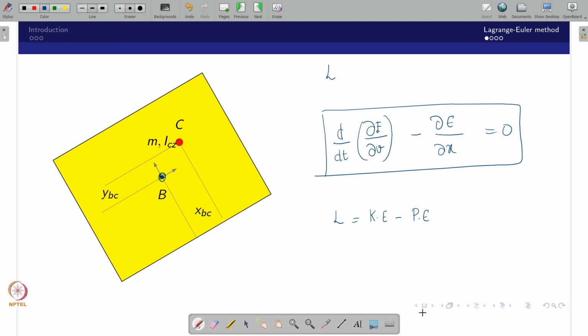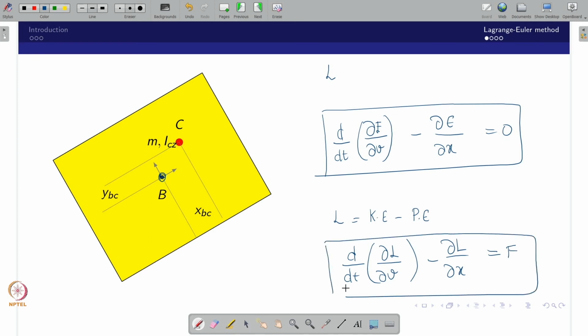Now Lagrange modified this Euler equation. He modified the d/dt, so ∂L he brought in and ∂V still exists. So ∂L/∂X is equivalent to the applied force or torque. This is what we have seen, and this is the equation we are trying to use.